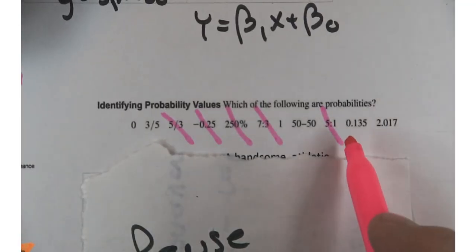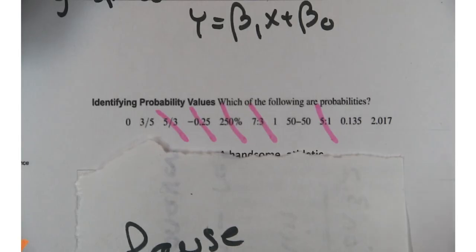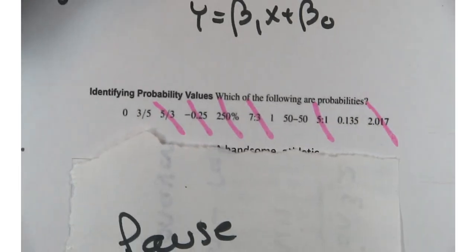How about the last two? Anything I can cross off there? Yeah, 2.017. Probabilities are between 0 and 1, and that's it.